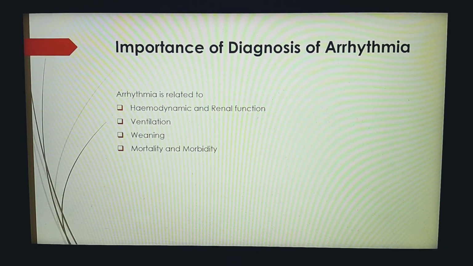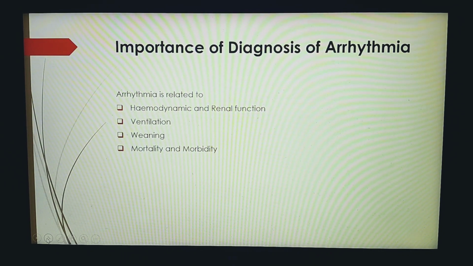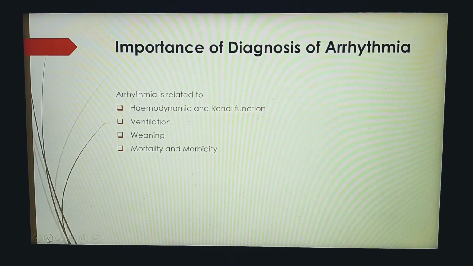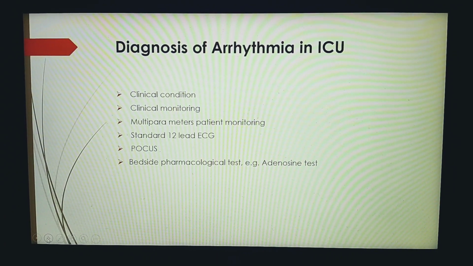Ultimately, arrhythmia ends up with high mortality and morbidity in ICU. So it is very important to diagnose arrhythmia and manage it in a timely manner. So how to diagnose arrhythmia in ICU?